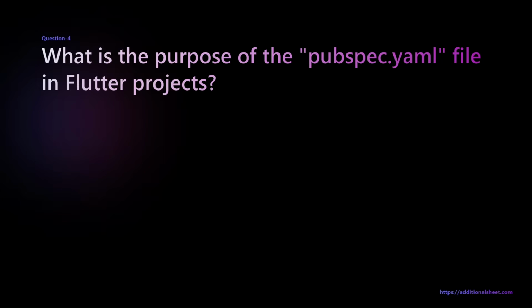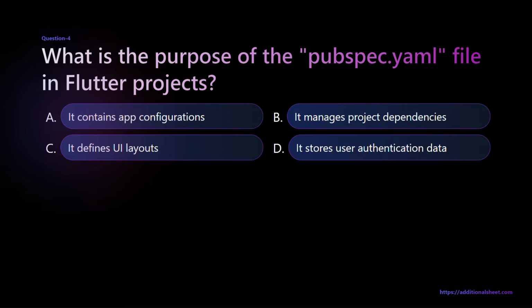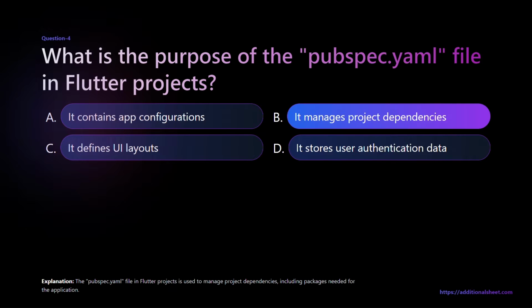What is the purpose of the pubspec YAML file in Flutter projects? Option A, it contains app configurations. Option B, it manages project dependencies. Option C, it defines UI layouts. Option D, it stores user authentication data. The correct answer is option B, it manages project dependencies.